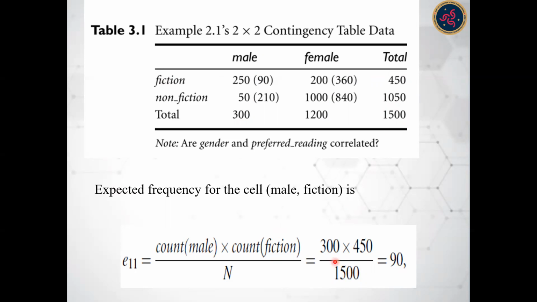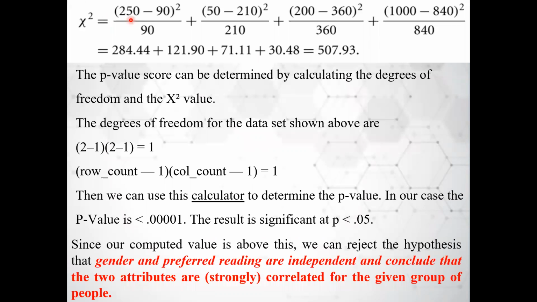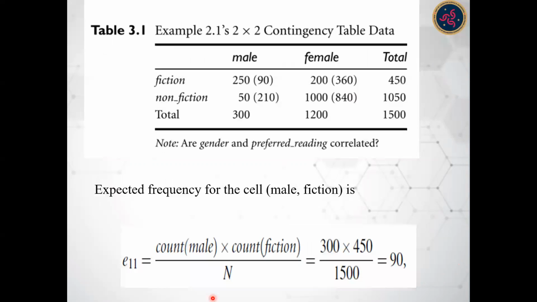And again we find the chi-squared value. The chi-squared value means observed minus expected value, squared. The observed value of male fiction is 250, minus the expected value of male fiction, 90. Similarly, apply the formula for female fiction, with the value 360.